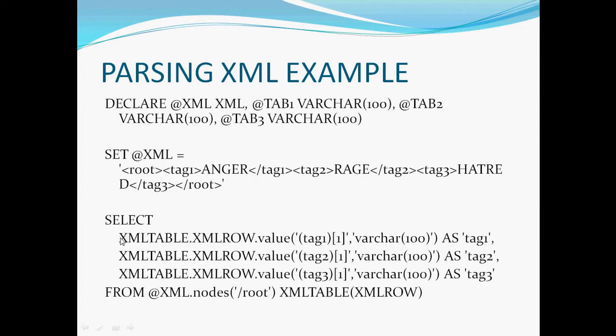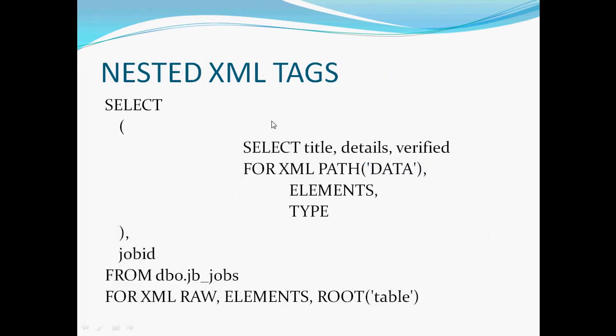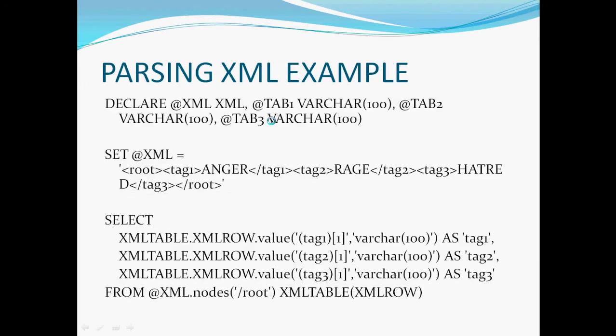So in order to access those values, I had to go XML table.xml row.value, and then say what particular row I'm looking at from this. So tag 1 is one row, tag 2 would be another row, and tag 3 would be a third row. So I'm going to say tag 1, the first element, and it's a varchar of 100 as tag 1, so it'll be in the tag 1 column, this value.